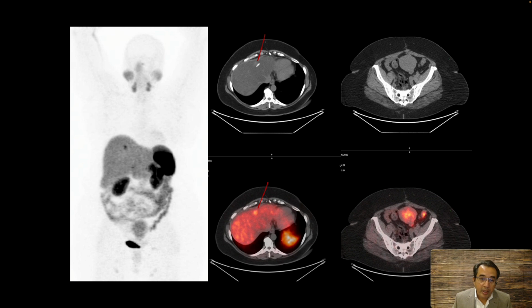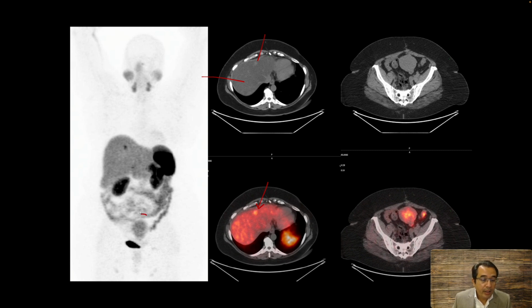It is slightly hyperdense on the CT. This CT is without contrast, and it's a low-dose CT for anatomical localization and attenuation correction. The focus is hyperdense because of hepatic steatosis, making the rest of the liver dark. There is this focal uptake suggesting that this is neuroendocrine tumor metastasis.